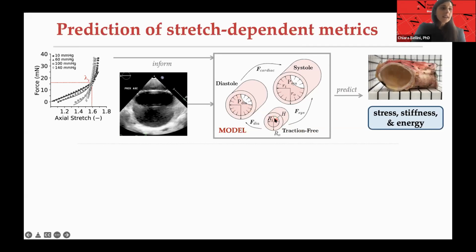And so while it is possible to evaluate cyclic strain between diastole and systole from medical images, as Jonathan showed, the global deformations that are necessary for calculating the stress and the stiffness and the energy cannot be easily measured, and therefore we need to resort to numerical models.